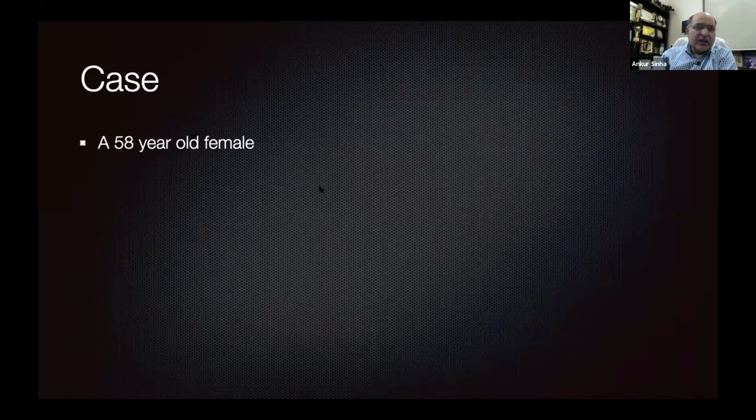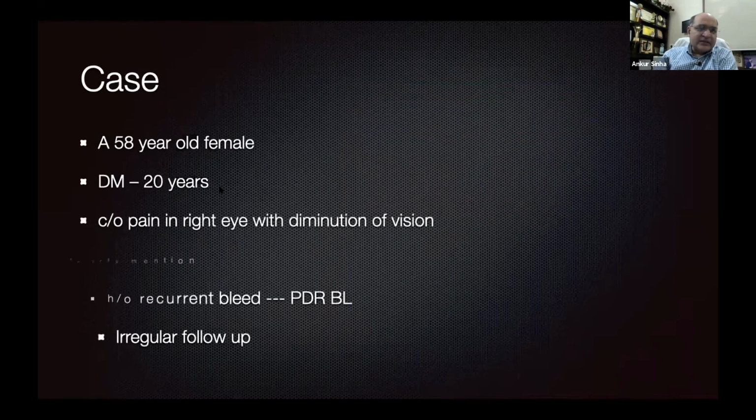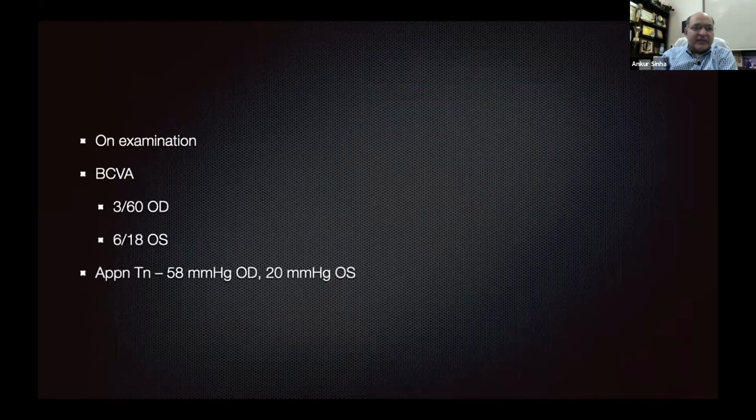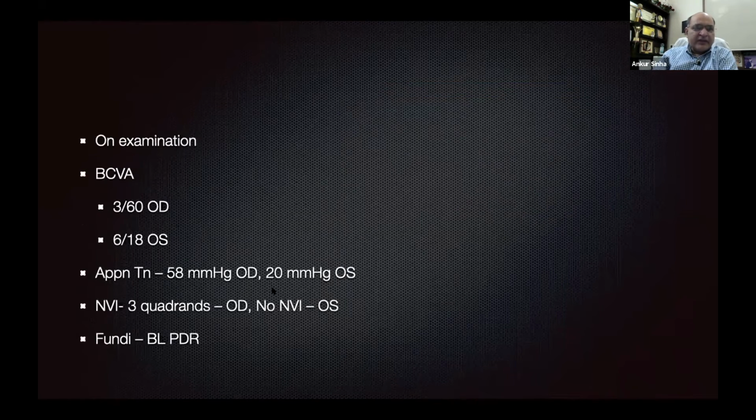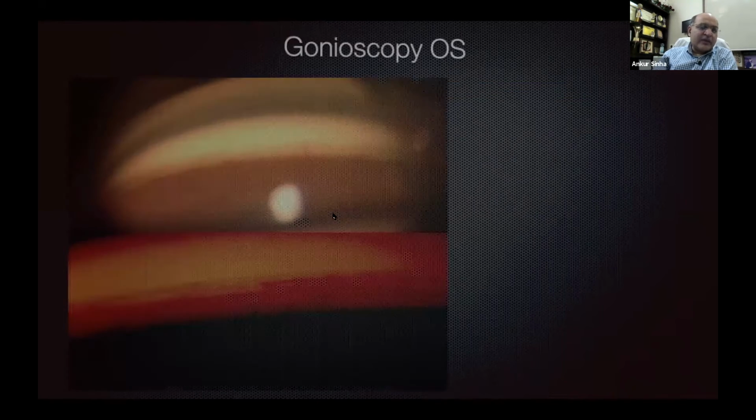Another case, a 58-year-old female, diabetic for 20 years. She complains of pain in the right eye with diminution of vision. There is a history of recurrent bleed because of PDR, and she is irregular on follow-up. On examination, the vision is 3/60 and the pressure is 58. We also see a lot of NVI in the right eye, and the fundus shows bilateral PDR.